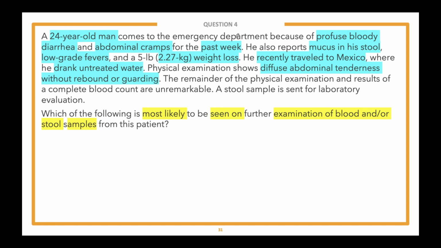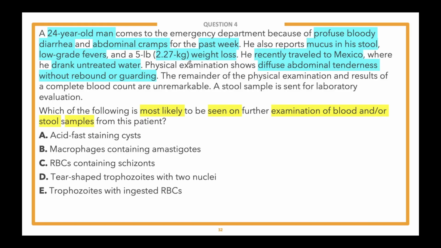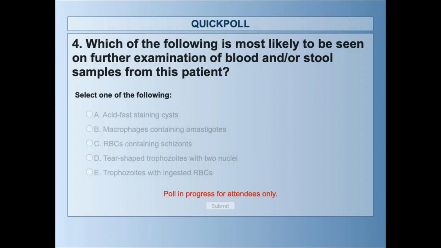So let's take a look at those answer choices and see what we're working with again. Answer choice E, trophozoites with ingested RBCs. D, tear-shaped trophozoites with two nuclei. C, RBCs containing schizonts. B, macrophages containing amastigotes. And A, acid-fast staining cysts. So once again, we are going to go ahead and open up that poll. Go ahead and select the answer choice you think is the best answer, and we'll talk about it in just a few seconds.